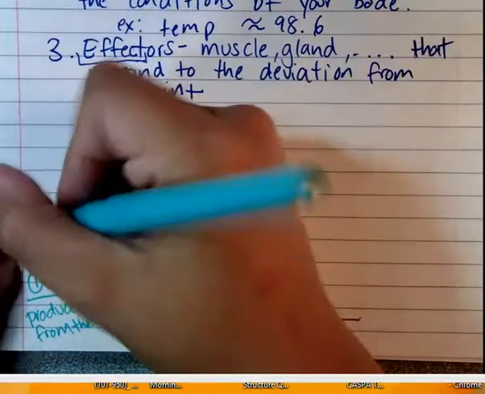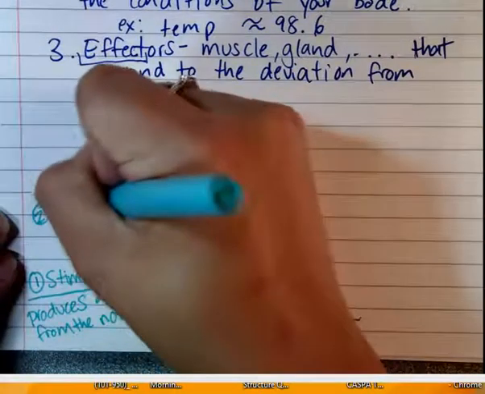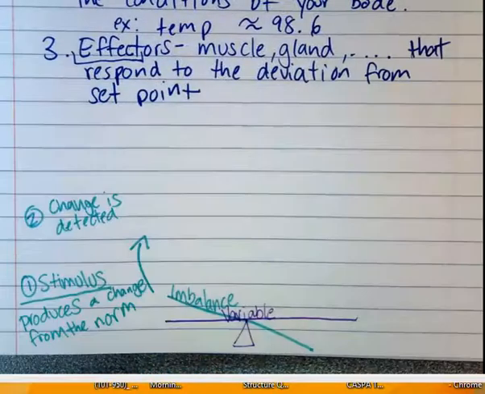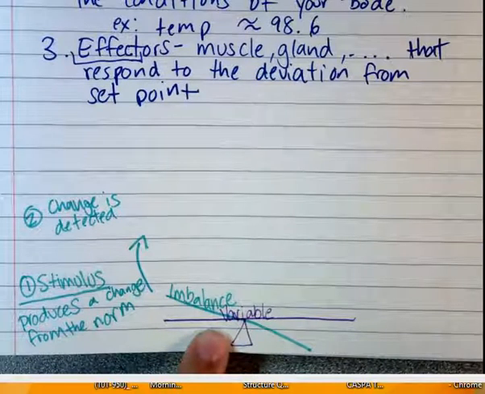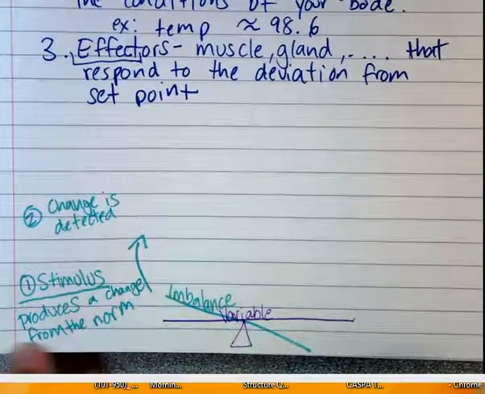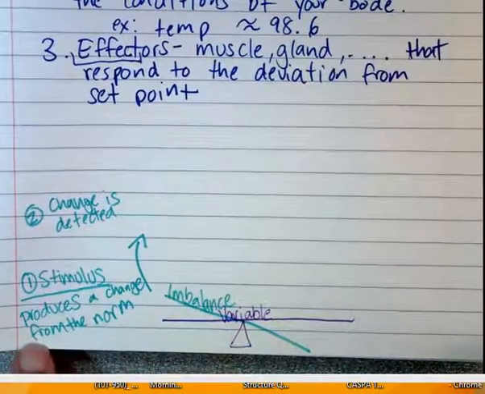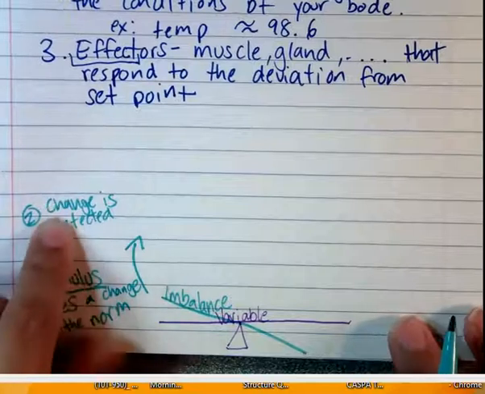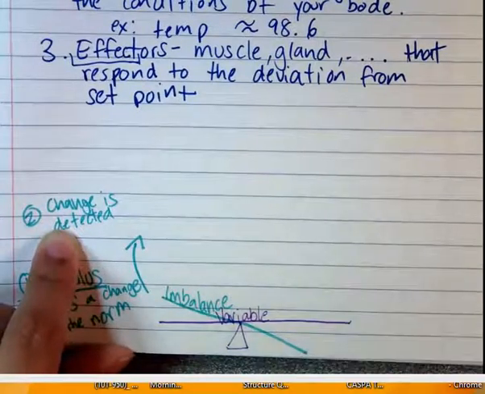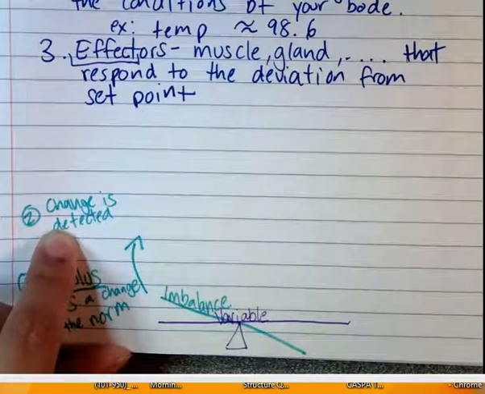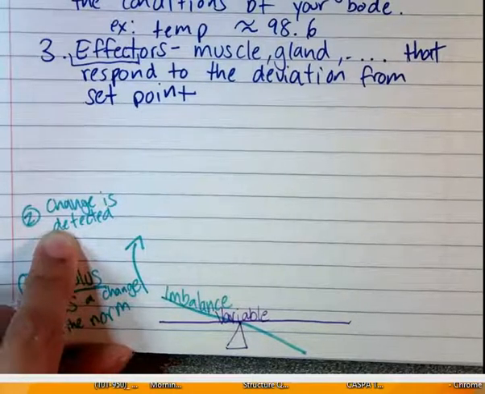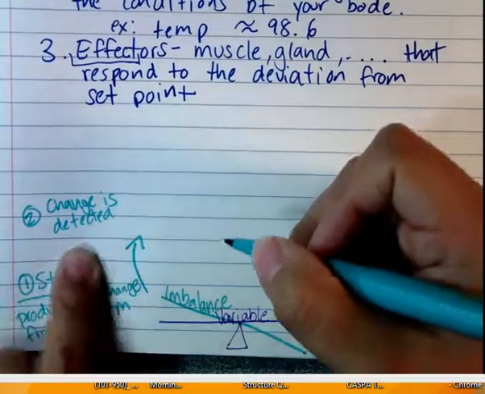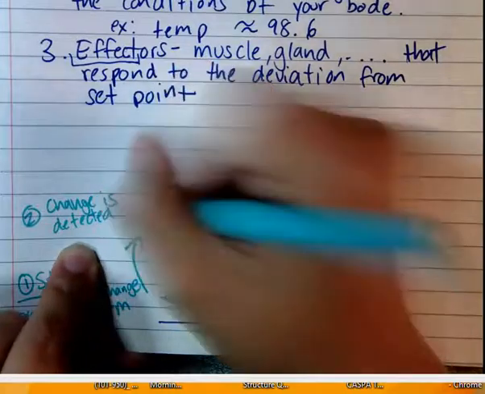Then that change is detected. If we go back to the original example of temperature, say you go outside and it's really hot, so the heat would be your stimulus, and then the change is detected. Somewhere in your nervous system, that increase in temperature is going to be detected. Once it's been detected, it needs to be sent to your nervous system.